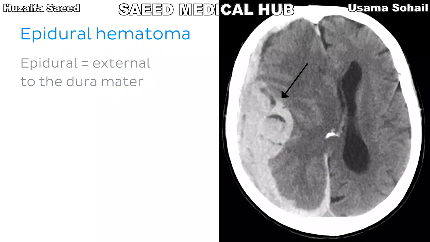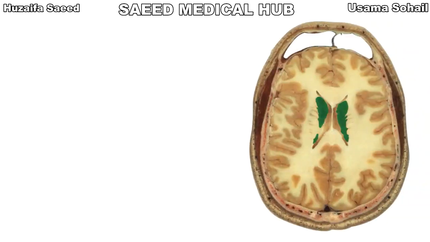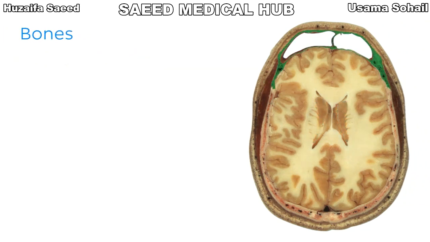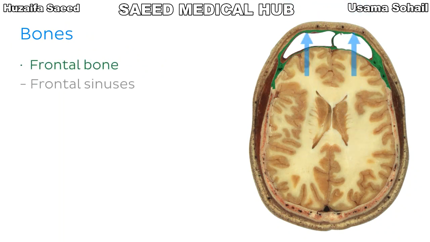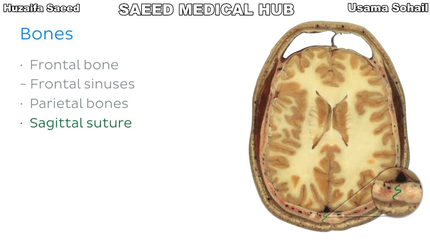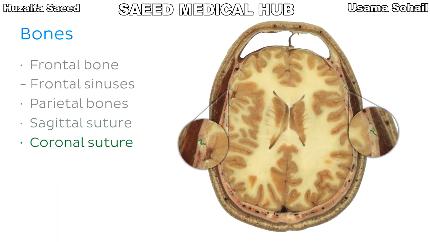So now you're an expert on cross-sections at the level of the caudate nucleus. Before I let you go, let's have a quick review of what we looked at today. So first, we looked at the specific cross-sectional level that we focused on throughout this tutorial, the level of the caudate nucleus, and the first group of structures we identified were the bones. First, of course, was the frontal bone, and within it, the frontal sinuses. And the other two bones at this level are the left and right parietal bones. We then identified the suture between the two parietal bones, the sagittal suture. And finally, the coronal suture was the last bony feature we identified between the parietal bones and the frontal bones.